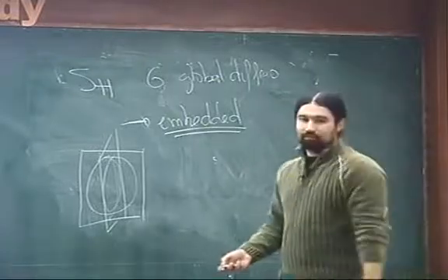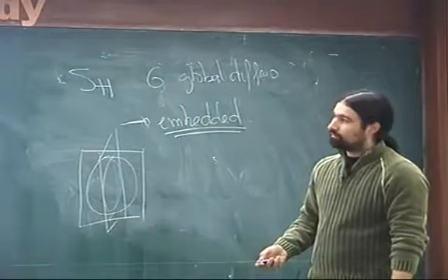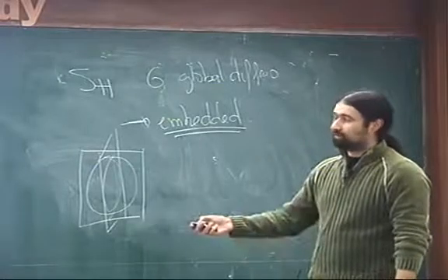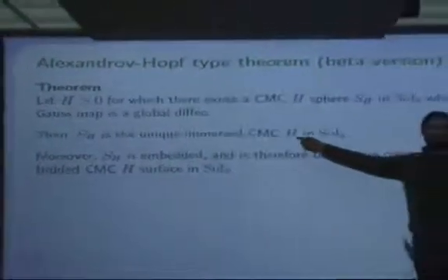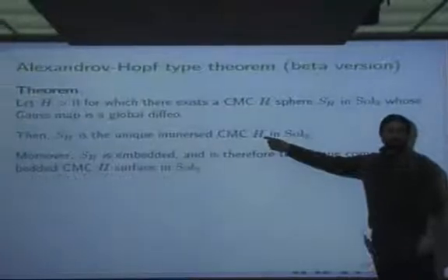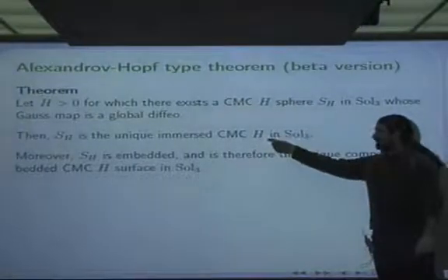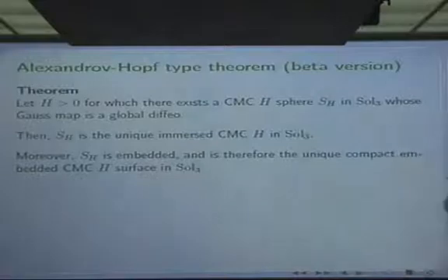Don't you need any extra assumption for the second statement? For this? The second, this thing? Yeah, sphere. I didn't say sphere. Sphere. It is a misprint. It should say here sphere. Okay, constant mean curvature sphere. Thank you. Misprint.